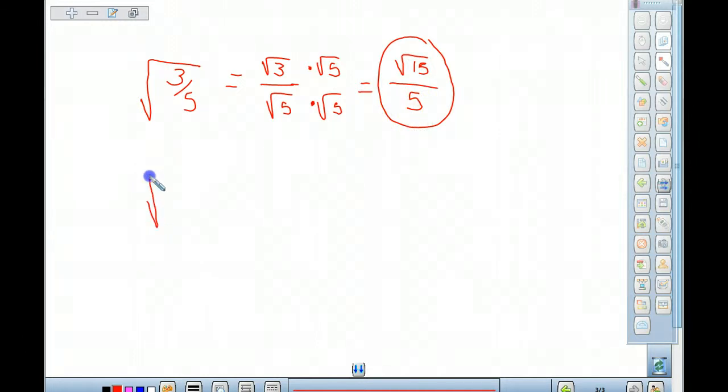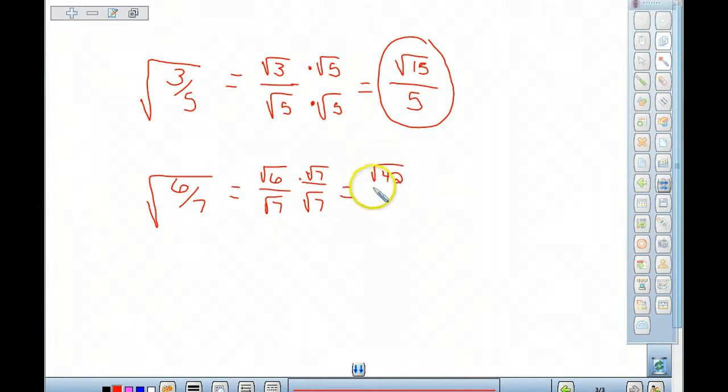Okay, what if I have the square root of 6 over 7? Now I have split it. We've got the square root of 6 over the square root of 7. We have to rationalize our denominator, so we multiply both by the square root of 7. So we now have the square root of 42, because we had to take 6 times 7, over the square root of 7 times the square root of 7 gives us 7.